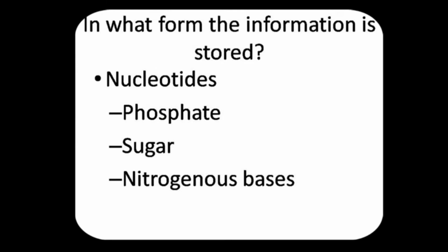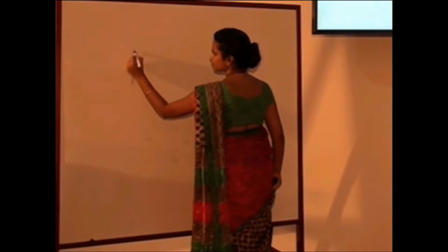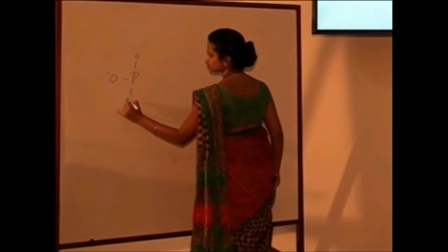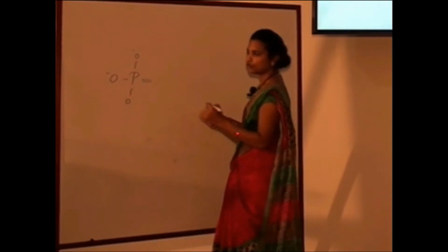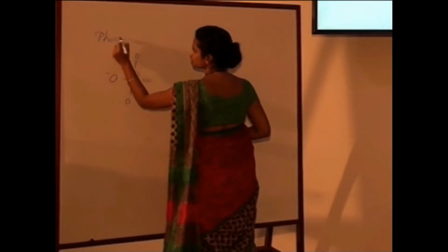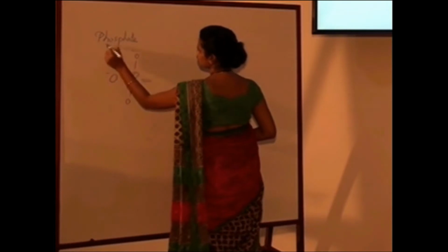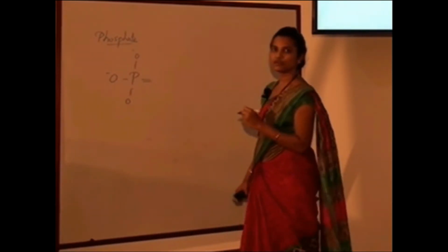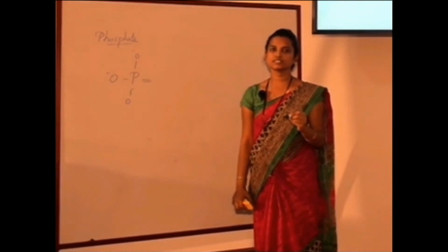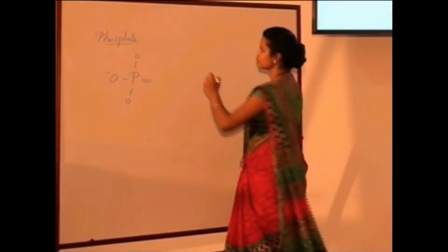So what are these nucleotides? As carbohydrates are made of sugars and proteins are made of amino acids, DNA is made of nucleotides. So it is a polymer of nucleotides. Coming to the nucleotide, the first thing is the phosphate molecule. So this is a phosphate molecule. And then we have the presence of sugar. The sugar which is present in DNA is deoxyribose sugar.